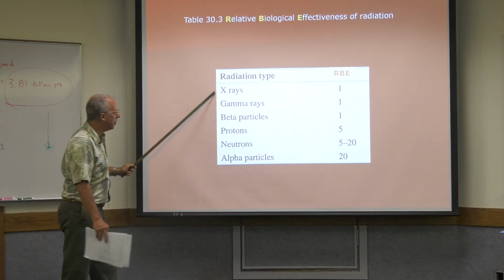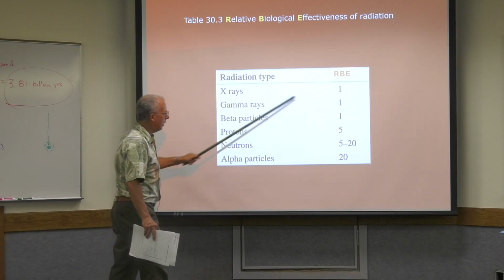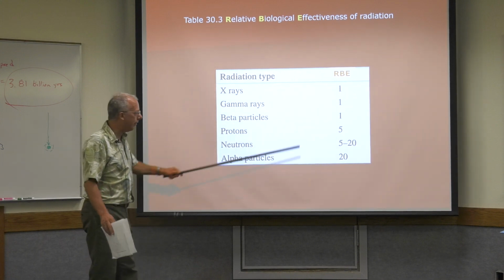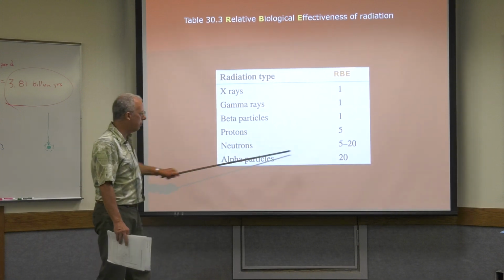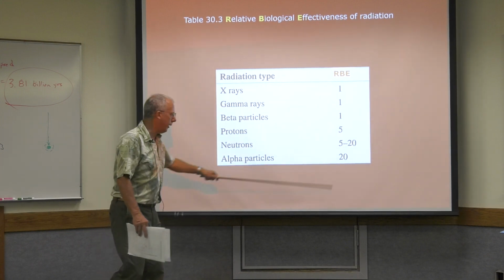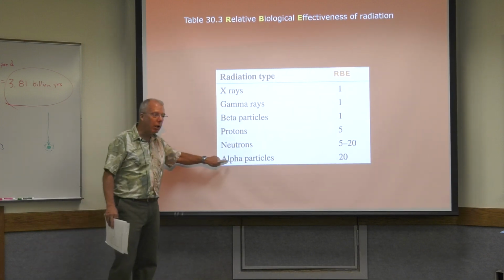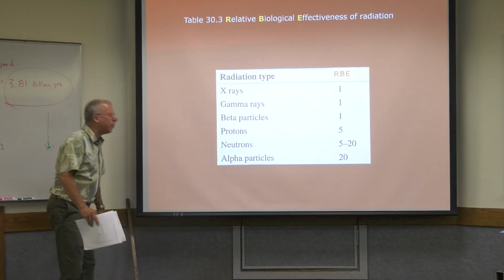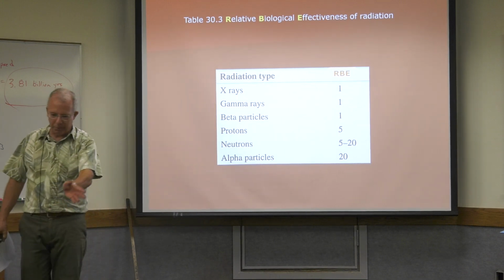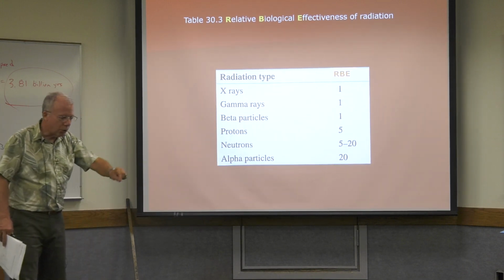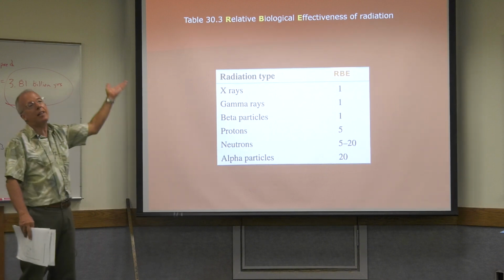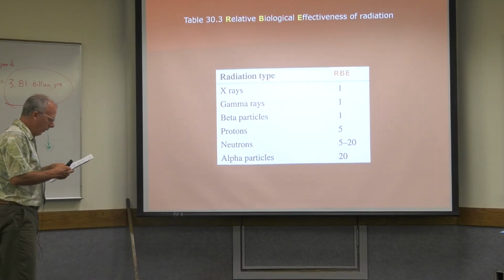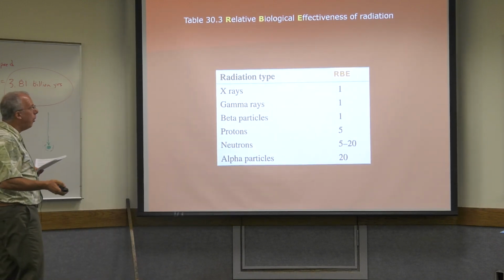So you can see X-rays have a factor of 1, gamma rays 1, betas 1, protons 5. That's bad, right? 5 times more hazardous than these. Neutrons between 5 and 20, alphas 20. That's why you don't want to smoke, because one of the byproducts of smoking is alpha particles. They get into the little tiny tubes in the lungs, and they just sit there and irradiate you. So bad news.